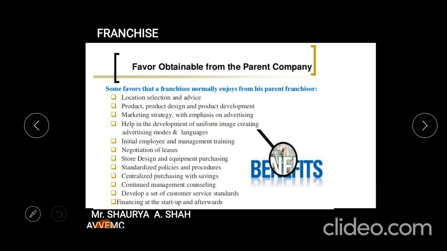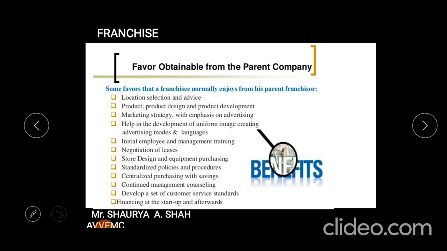The benefits which you obtain particularly from the parent company, right? So what are the benefits which you are getting? The very first is your location selection and advice, right? In which location your franchise will work in the most optimum way. What are the selection procedures and advice are also provided by the experts of the company.